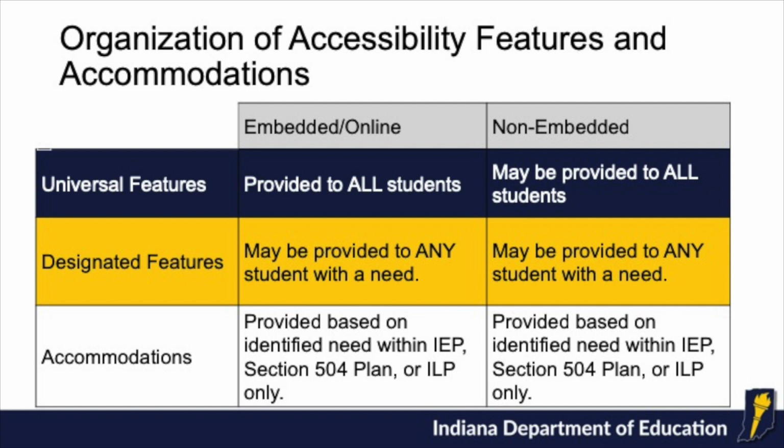Notice that universal embedded features are automatically provided to all students. Universal non-embedded features may be provided to all students or any students at the determination of the local school. Designated features may be provided to any student who has a need as determined by the teacher or school. Designated features do not require that a student have any special learning plan to receive them. Accommodations are provided based on an identified need in a special learning plan.